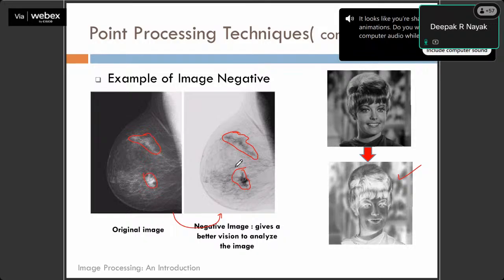But this picture is visually better than this picture, right? So it gives a better vision to analyze the image. So when you apply this image negative kind of operation, you can apply it when the black regions are dominant compared to the white and gray regions.